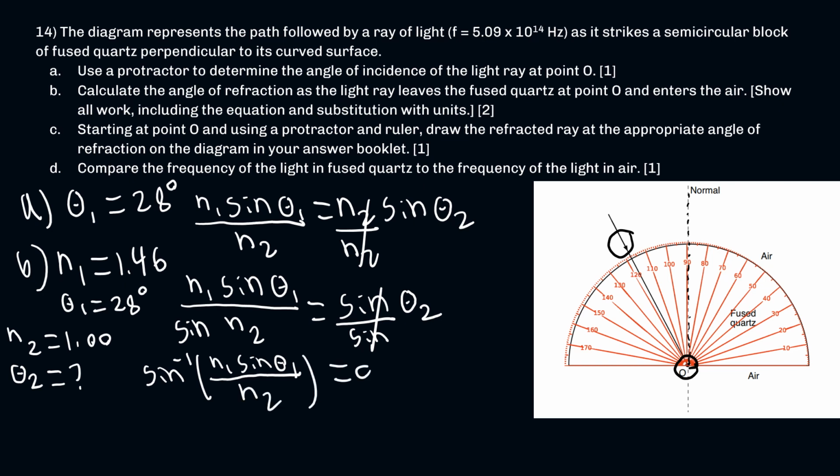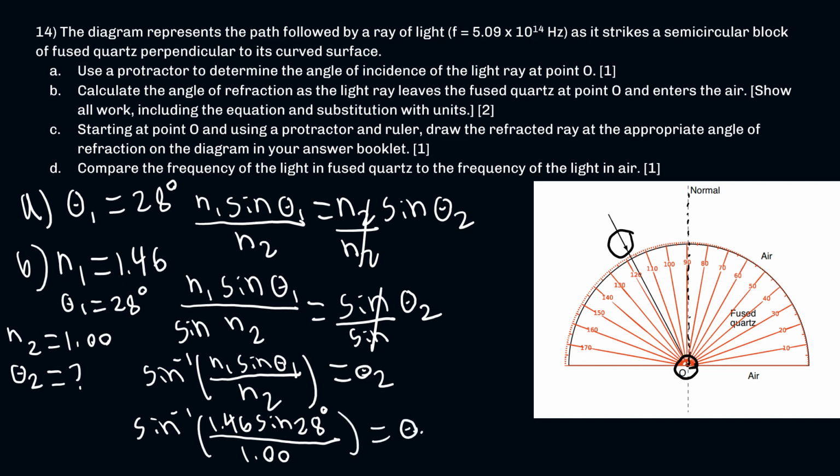All right, so now I can plug in with units and I can get my answer. So we have here, I'll put it over here, sine to the negative first. N1 has no units, we just need to plug in a number, so that is 1.46. Sine theta 1, that is going to be 28 degrees, all over N2, which is going to be just 1.00. That is equal to theta 2. So that will give us our first point here.